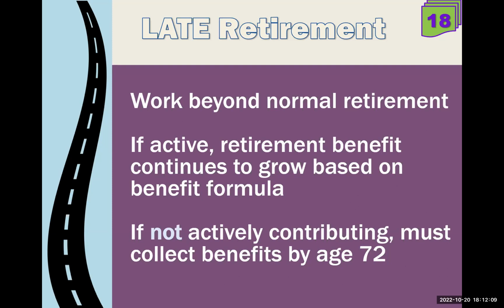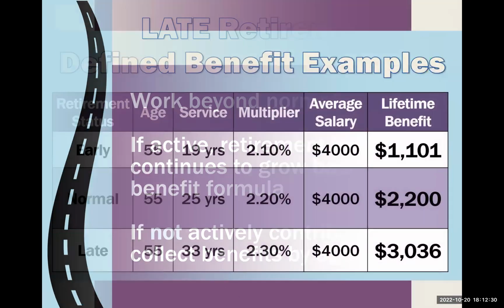Also, if you're not actively contributing, the IRS does require you to take your pension at 72 or face IRS penalties, and that can be up to 50%. The ASRS will begin notifying you at age 65 that you need to take your pension if you're not working.